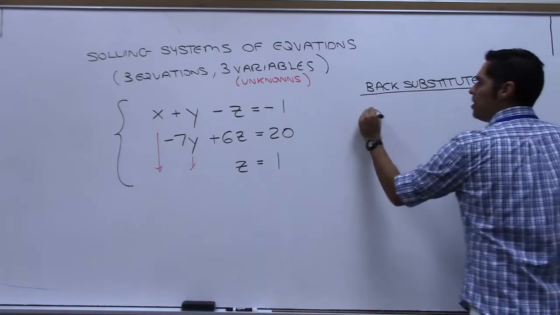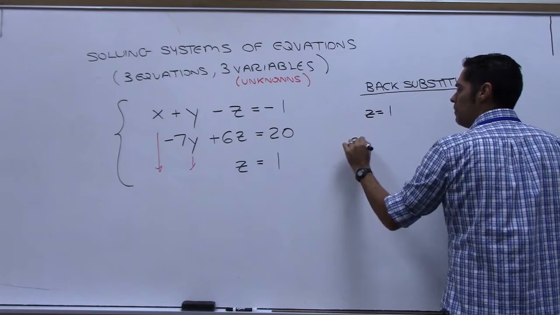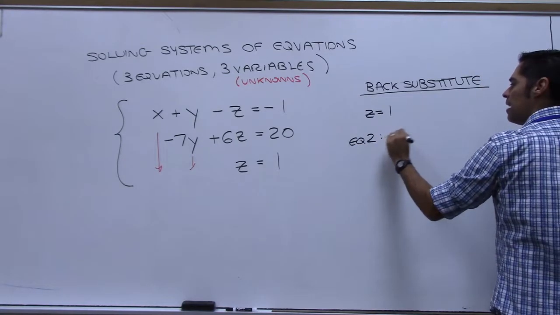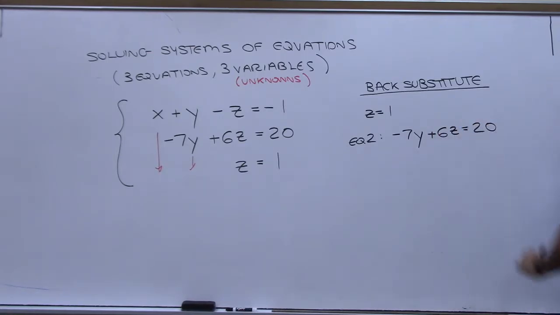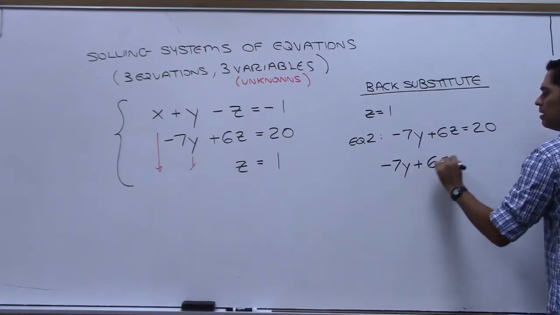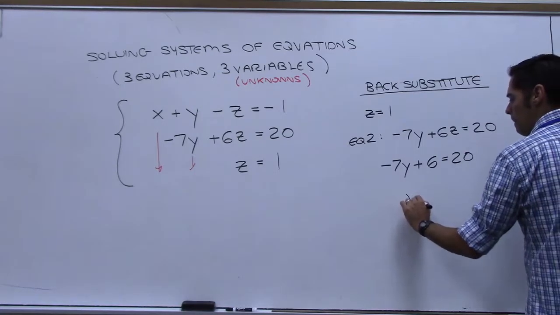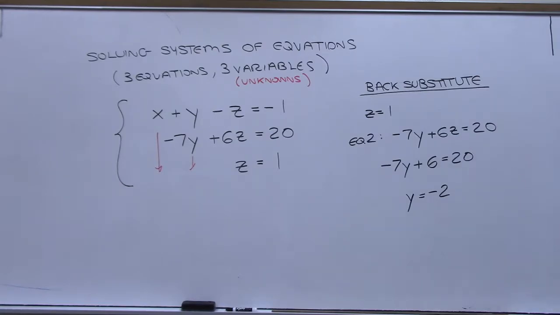I'm using the fact that z is 1, and going to the second equation, which I'm going to start writing down. Equation 2 is -7y plus 6z equals 20. Now replace z with 1. So -7y plus 6 times 1 is 6. Now you have an equation with just y in it, so just move things around. What do you get? Y is -2. I'm assuming everyone here can solve that.